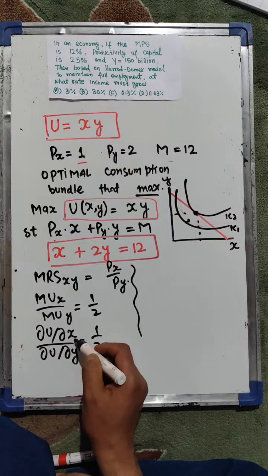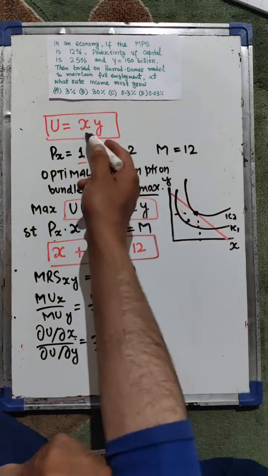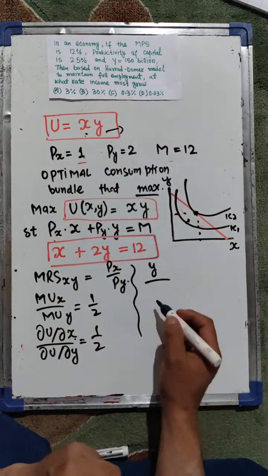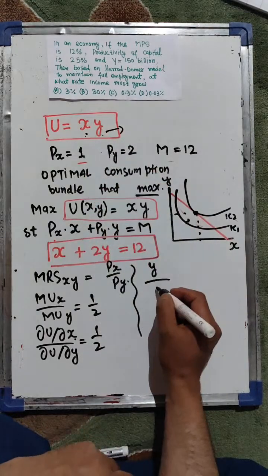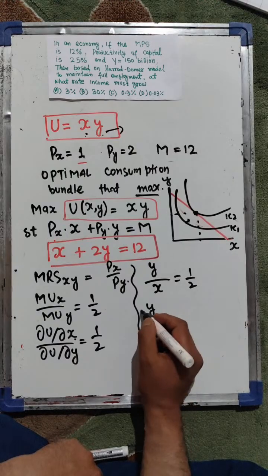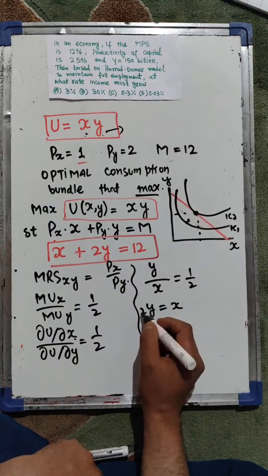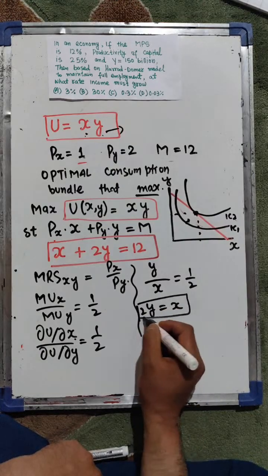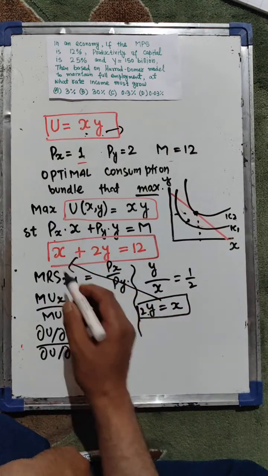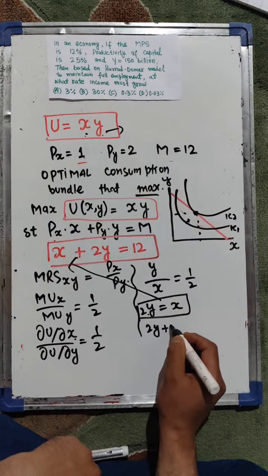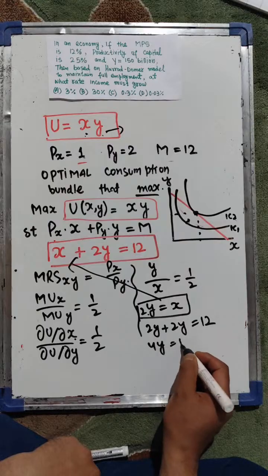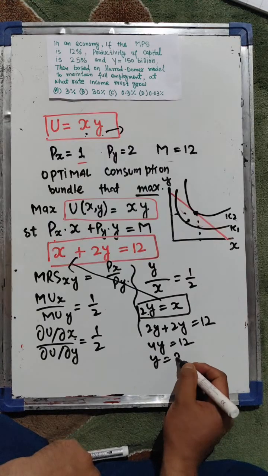So taking partial derivative with respect to x of the utility function, derivative of x is 1, so we are left with y. Derivative with respect to y of this utility function is, derivative of y is 1, we are left with x, should be equal to 1 upon 2, or rather 2y is equal to x. Now we plug this value of x is equal to 2y into the budget constraint here. Since x is equal to 2y, we have 2y plus 2y is equal to 12, which gives us 4y is equal to 12, or y is equal to 12 upon 4, which is equal to 3.